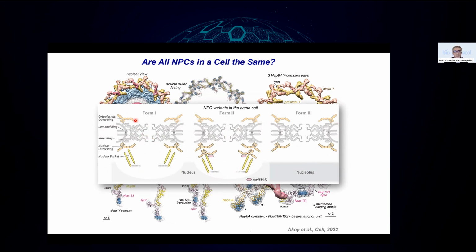Basically, a form that is more the canonical NPC with single rings and a nuclear basket. We found the one that has a double ring in the nuclear side and also a nuclear basket. And surrounding the nucleolus, as was described before, there is mainly a single ring and no basket type of NPC, localized around the region of the nucleolus that is pretty big in the yeast Saccharomyces cerevisiae.